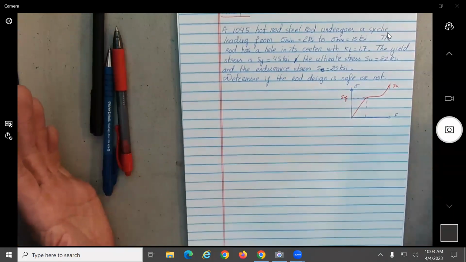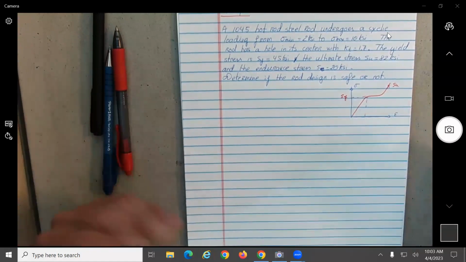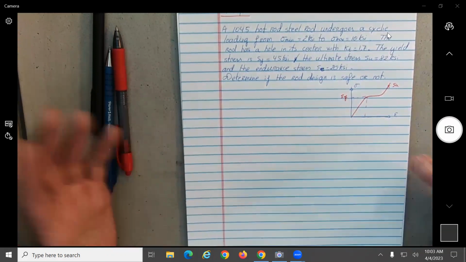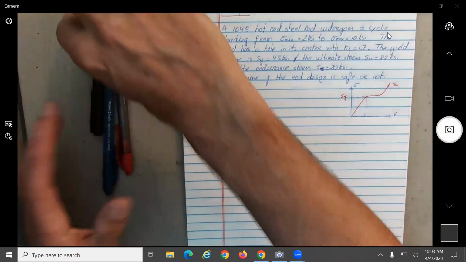So when you do the design, and let's say you have a structure which is going to be subjected to some type of oscillating load, you need to be careful about which one you use, or the data that you have available.